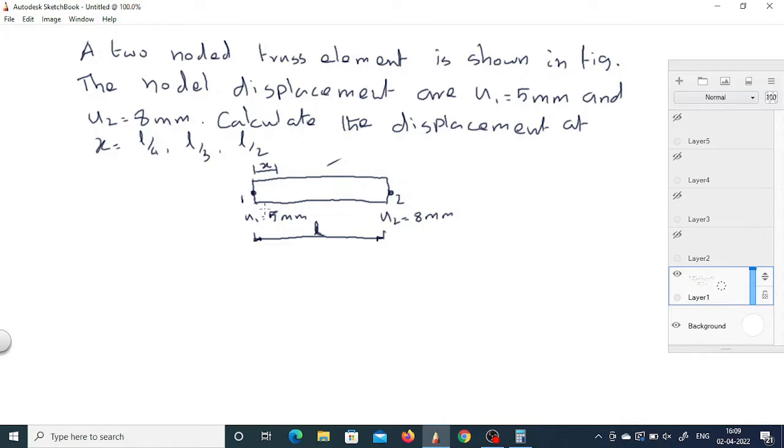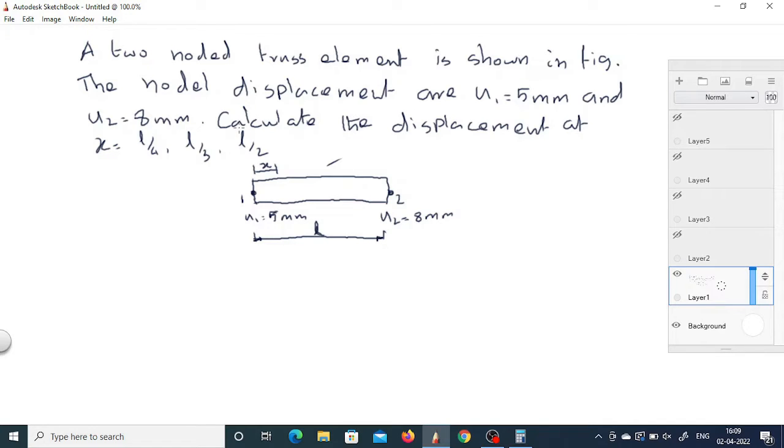Here the element length is L. It has two nodes, which are 1 and 2. At node 1 the displacement u1 is equal to 5 mm and u2 is equal to 8 mm. So the nodal displacements are u1 equal to 5 mm and u2 equal to 8 mm.